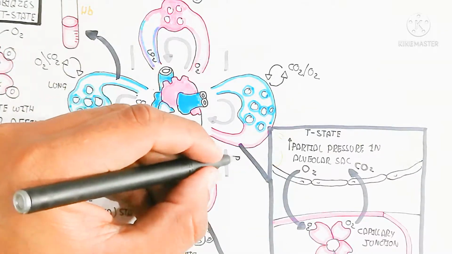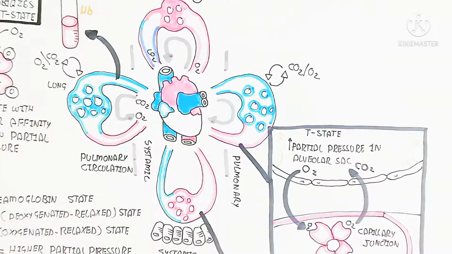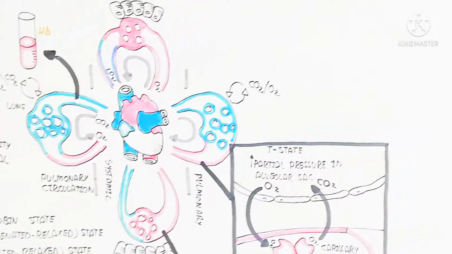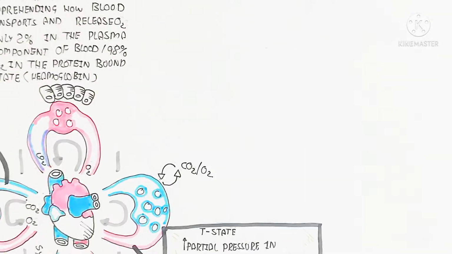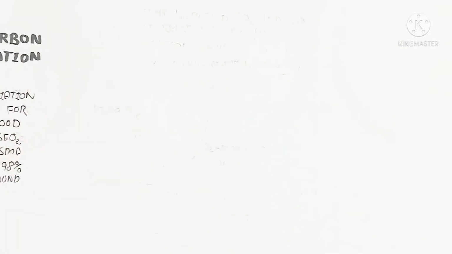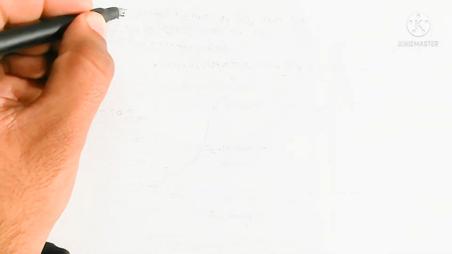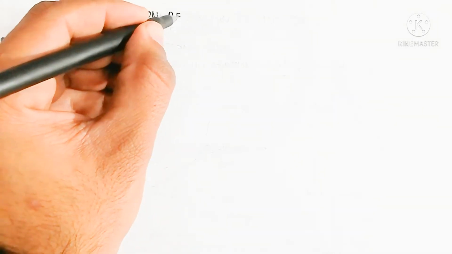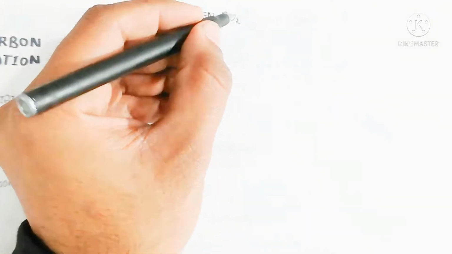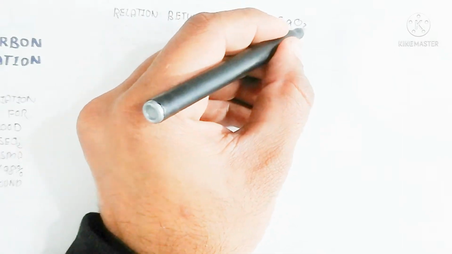it moves into the blood and tissue for respiration, and the carbon dioxide affinity with hemoglobin will be increased, so the trapping of the carbon dioxide with hemoglobin will be more. So this is the important thing you need to understand. Next, we will discuss the relation between the partial pressure of oxygen and the saturation of oxygen.